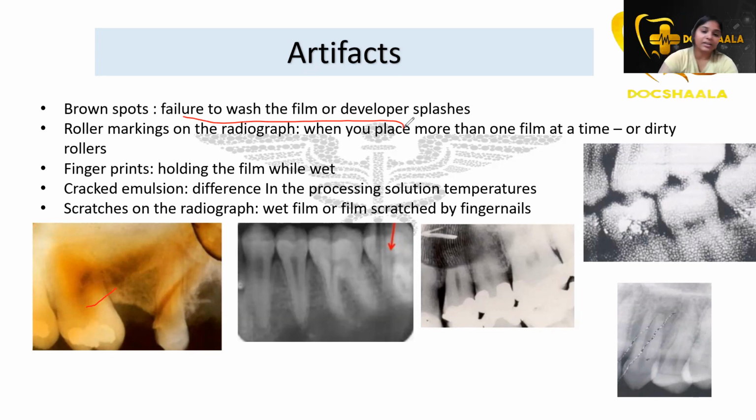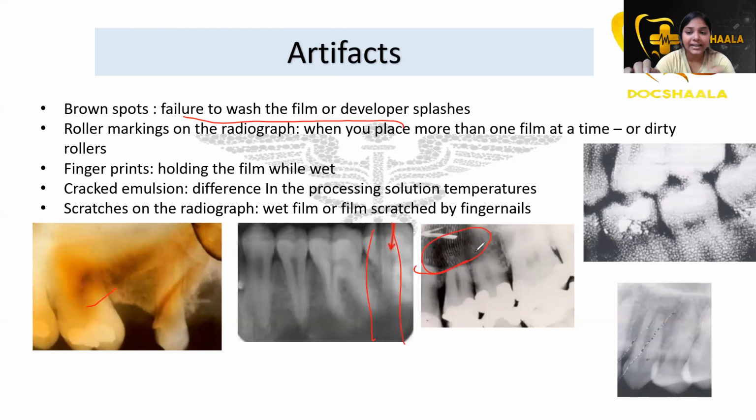And roller markings, see how it is. The roller markings is when you place more than one film at a time or dirty rollers. And fingerprint, so the fingerprint is when holding the film when it is wet. So you should always use film holder for that. Never hold a film with hands.